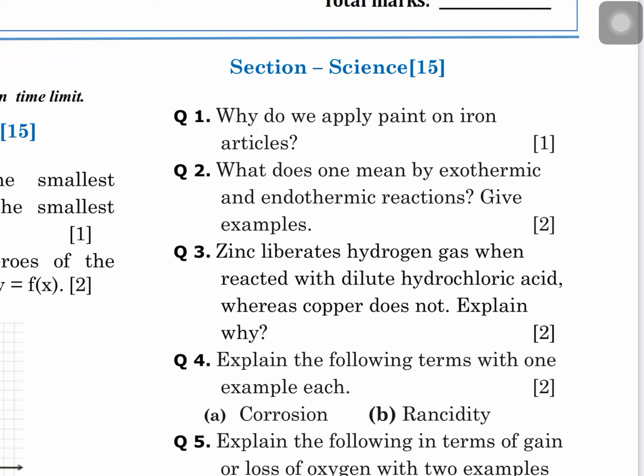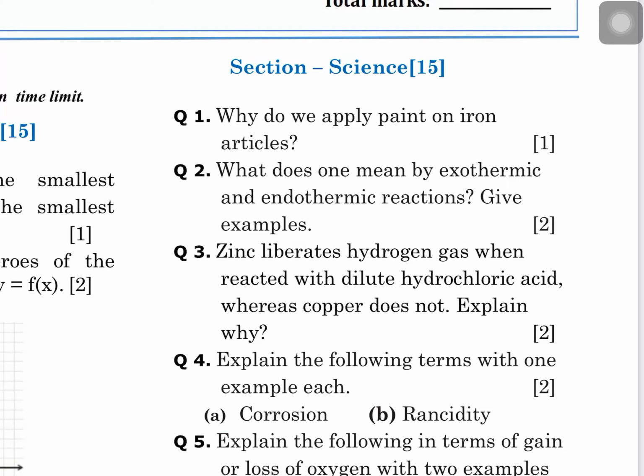What do you mean by exothermic and endothermic reactions? Give examples. You have to write the definition of exothermic and endothermic. Exothermic: a reaction in which heat is released is called exothermic. Write an example of exothermic: calcium oxide, this is called lime. It is used for whitewash at home. When calcium oxide is mixed with water, the utensil in which the process takes place becomes so hot. Why does it become hot? Because heat is being released.